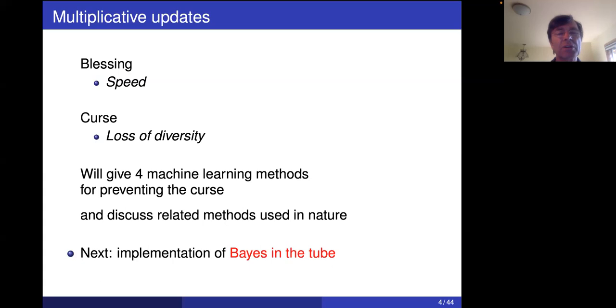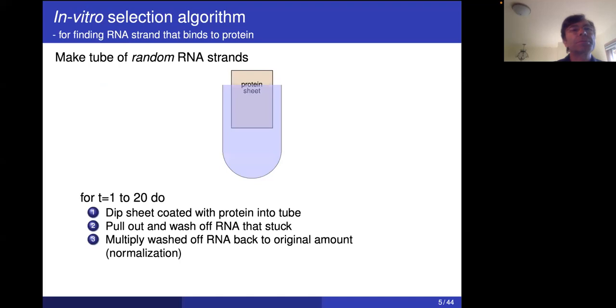So the first thing I'm going to do is implement Bayes in the tube. So you can do Bayes rule in your kitchen in some sense. You can also do it in the sandbox. I'll talk about it in a moment. So assume we have a tube of RNA strands, random RNA strands. Okay, and RNA is a little bit more active than DNA, and it's actually used in vitro selection. And that's what I'm going to talk about. So let's say you want to find an RNA strand that attaches to a protein. So you make a sheet of the protein and you make a mixture of RNA strands, which you can randomly generate using one of those machines. And you dip your protein sheet in there.